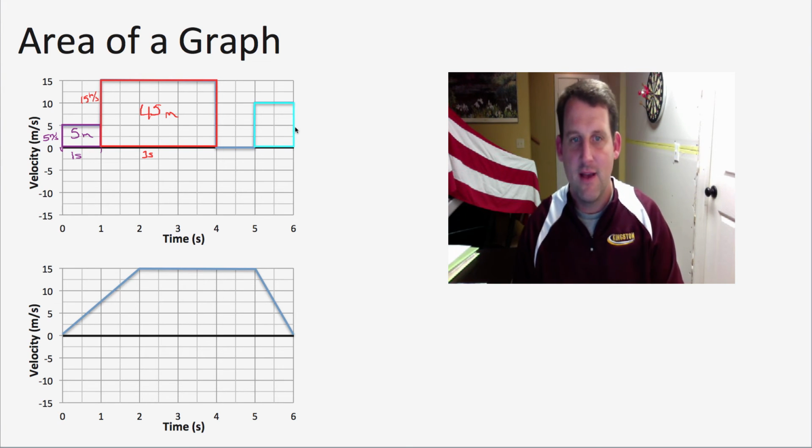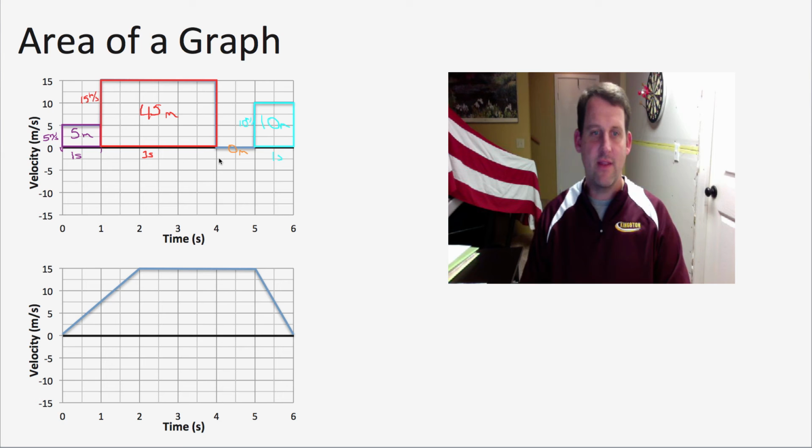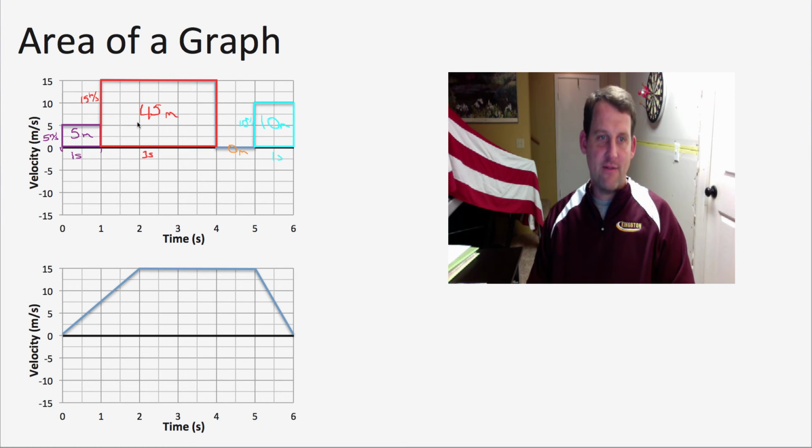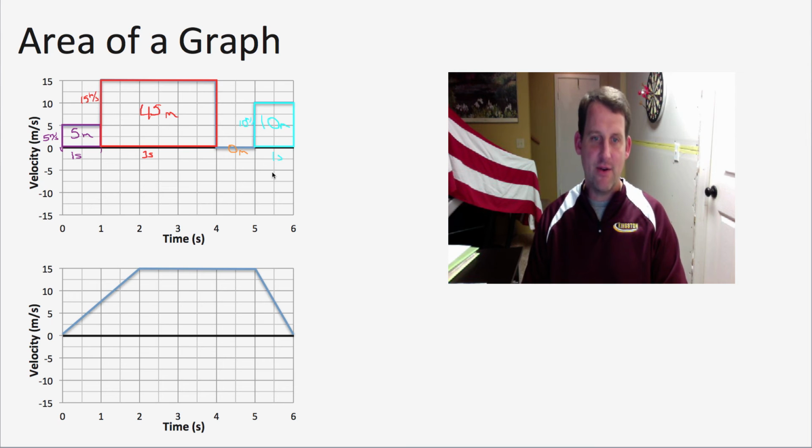And then this last one, this side is 10 meters per second. This side is 1 second. So we end up with 10 meters. And here we're going 0 meters. There is no area underneath that curve, or between the curve and the 0. So in total during this trip, during the 6 seconds, we went 5 plus 45 is 50 plus 10 is 60. We went 60 meters in those 6 seconds. Awesome.